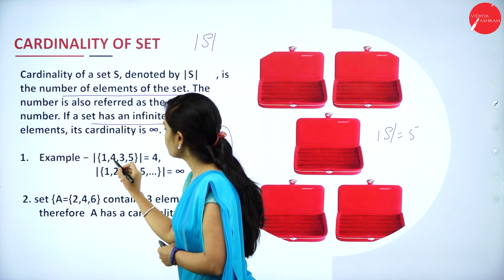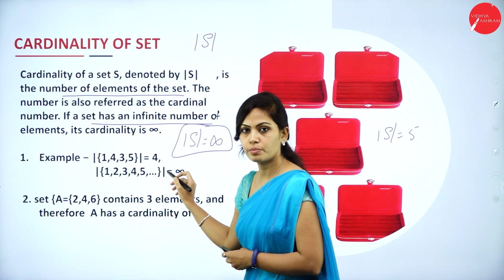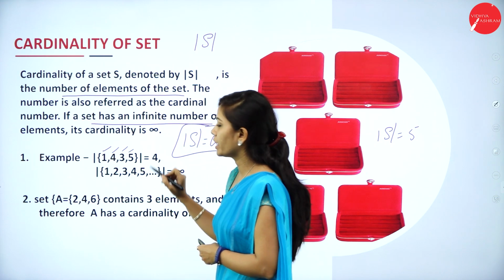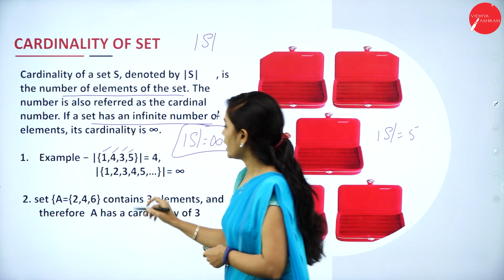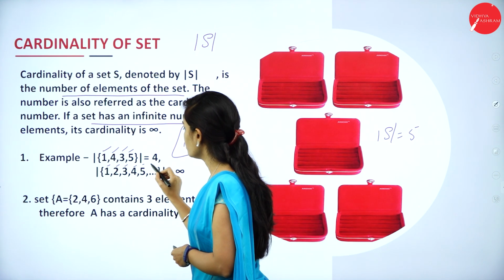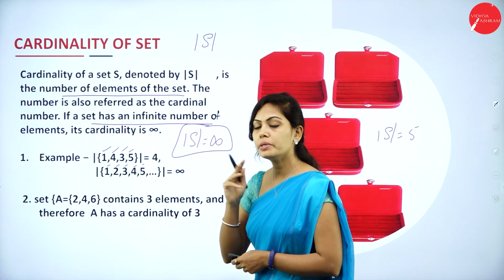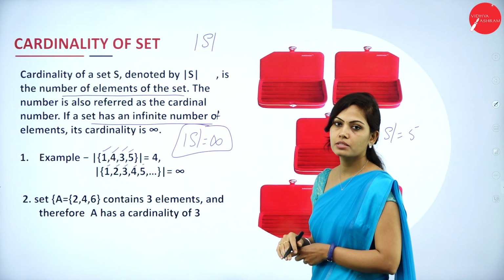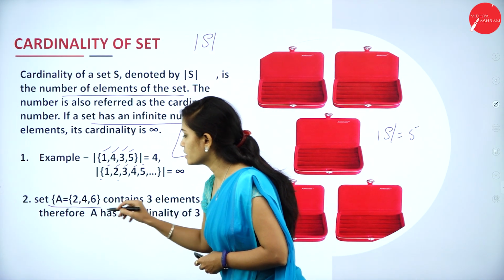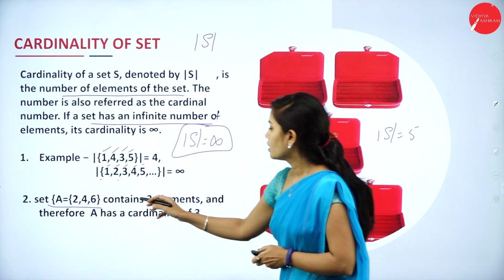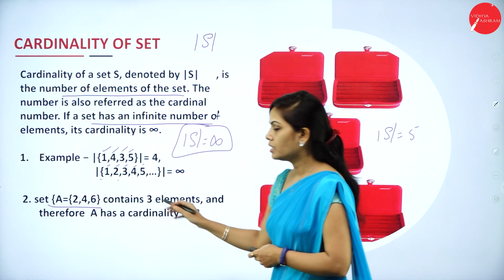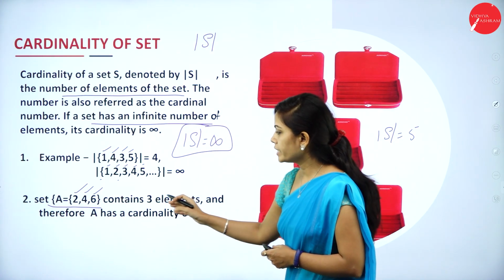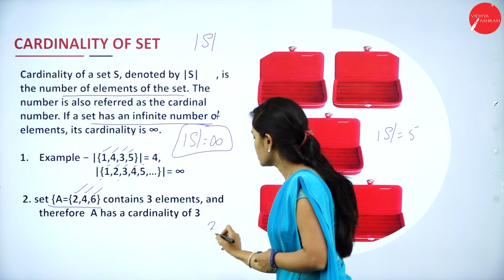Examples: 1, 4, 3, 5. How many elements are there? 1, 2, 3, 4. So we have 4 elements. And 1, 2, 3, 4, 5, etc. How many elements are there? We have infinitely many elements. Next example, set A is equal to 2, 4, 6 contains 3 elements. Is it right? So here we have 3 elements, 2, 4 and 6. The cardinality of this set is equal to 3.